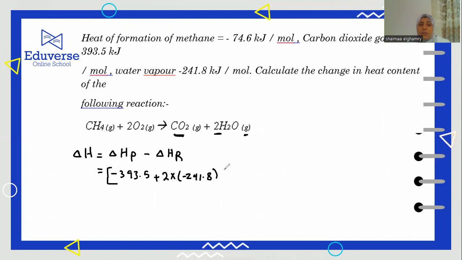Okay, these represent the delta H of the products, minus delta H of the reactants, which is methane, negative 74.6, plus 2 moles of oxygen. As we know, the heat of formation of oxygen equals 0. So we have only one heat of formation for the reactants, which is the heat of formation of methane. So for the result, we are going to use the calculator.